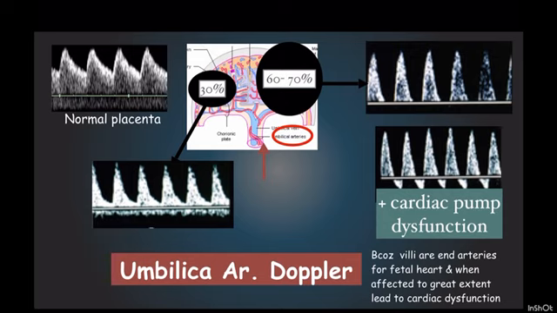Now what we have seen so far is umbilical artery, end artery, villus artery. The more it is affected, there will be a decrease in the end diastolic flow or high resistance flow in the umbilical artery.